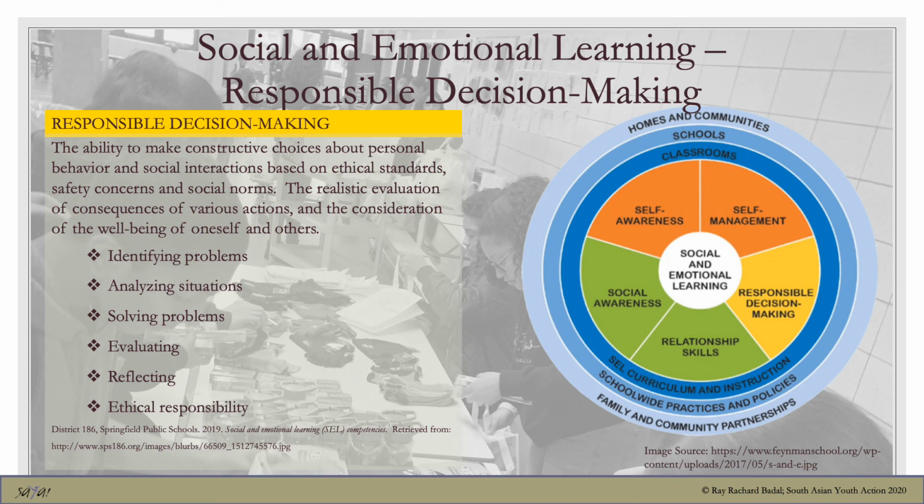The final bucket of social and emotional learning is responsible decision making. Responsible decision making is the ability to make constructive choices about personal behavior and social interactions based on ethical standards, safety concerns, and social norms. The realistic evaluation of consequences of various actions and the consideration of the well being of oneself and others is another byproduct of responsible decision making.